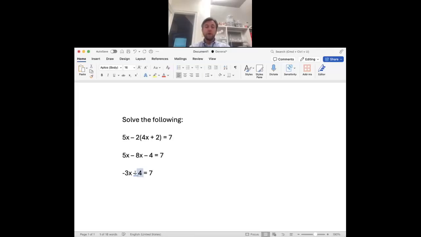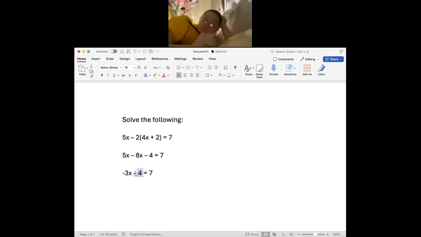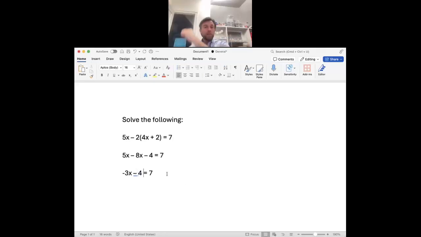Right, so I want to move the 4 to the other side of the equal sign. And remember, if you're going to move a term, you got to add the opposite. Okay, so I'm going to add 4, add 4. Oh well, I didn't choose wisely. Okay, so yes, I got rid of that 4 by adding 4 to each side. Now what?